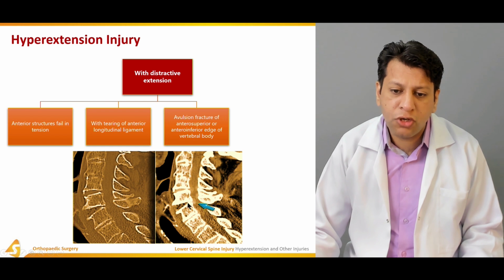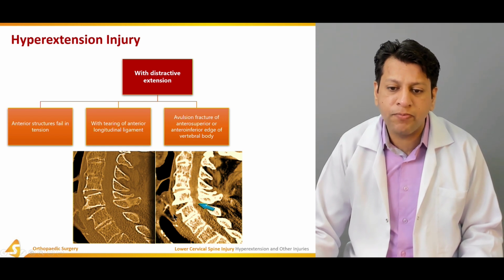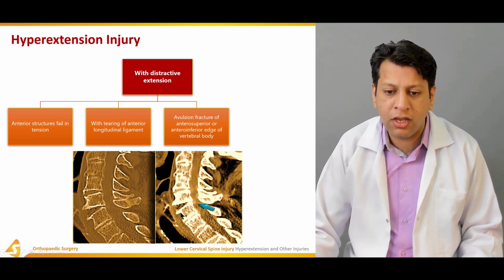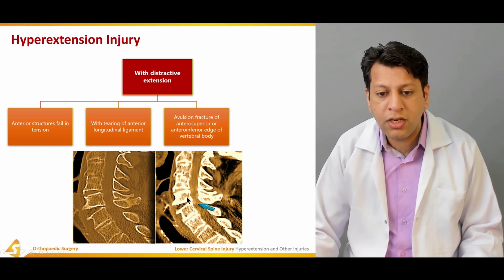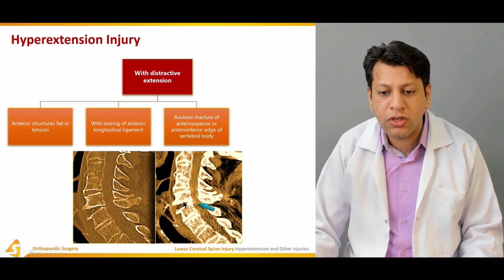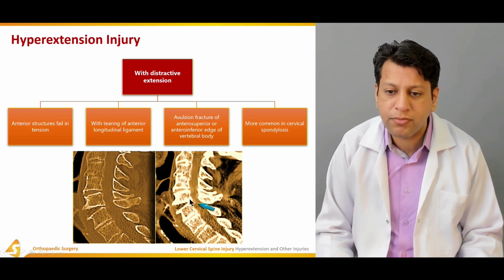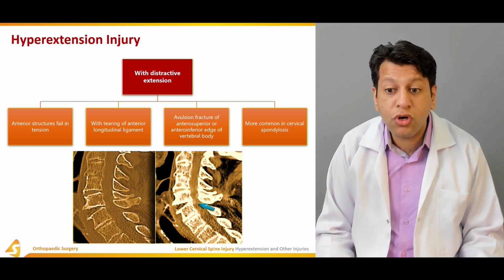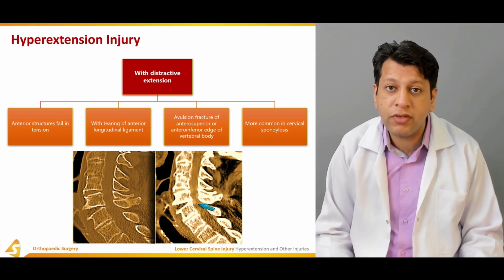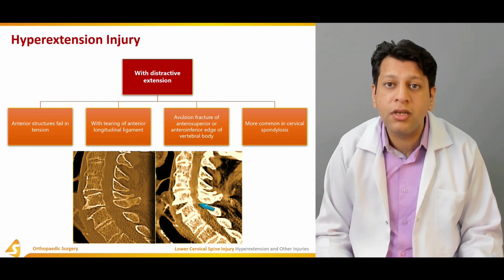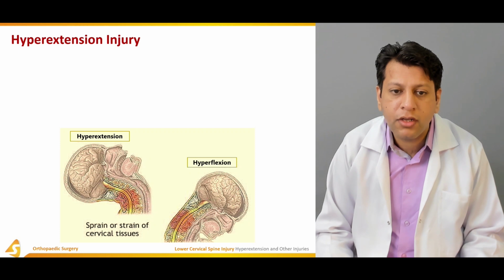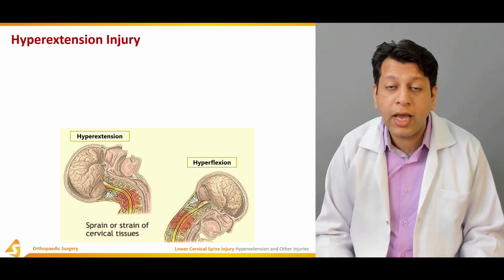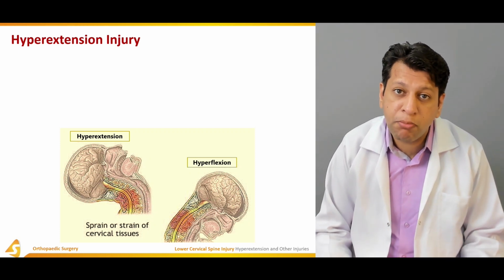If you appreciate over here, there is opening anteriorly. That means the anterior ligamentous structure has failed over here. Eventually this compression may lead to vertebral body fracture as well, anterior superior or anterior inferior. This is usually more common in cervical spondylosis, in which there is always an associated initial impingement of the nerve. Then there is a double injury, as there could be an associated whiplash injury as well.